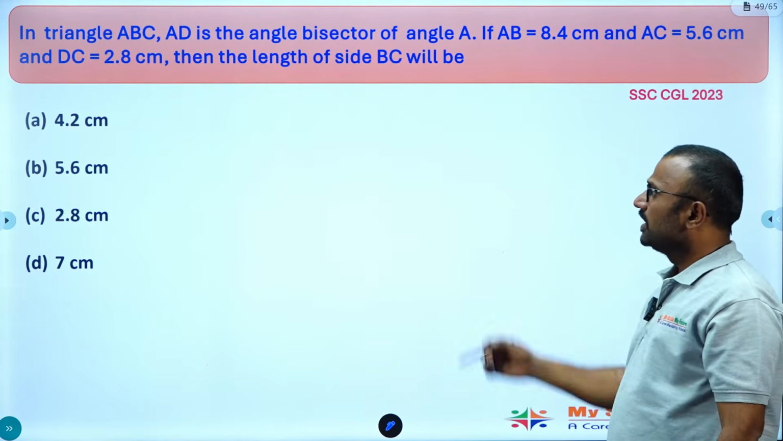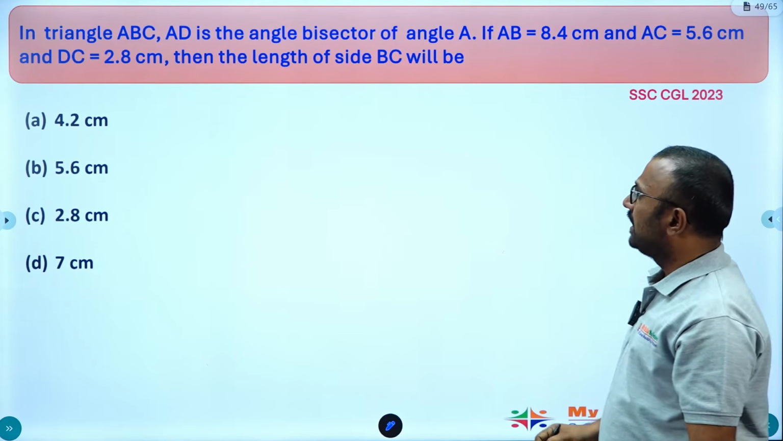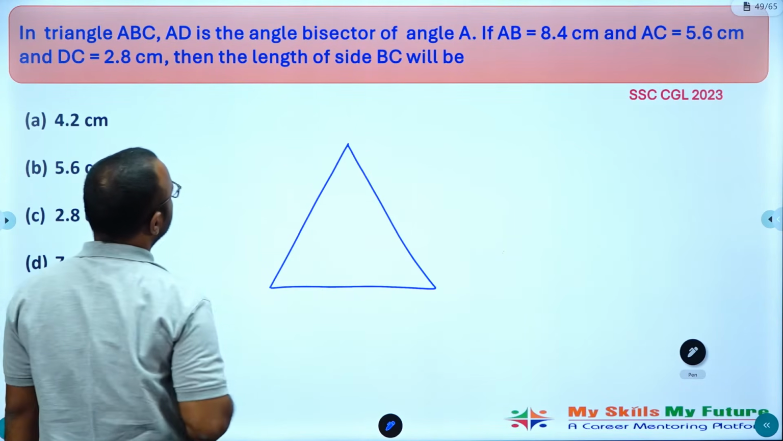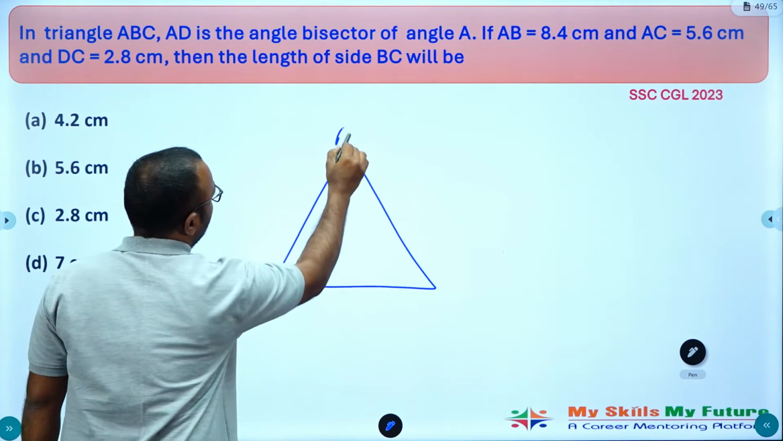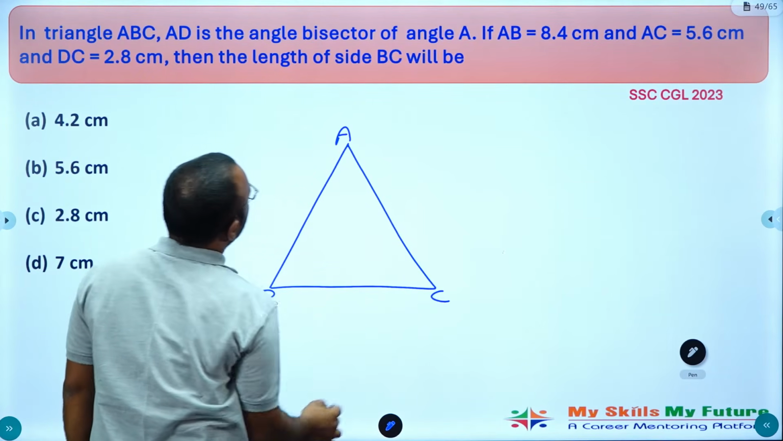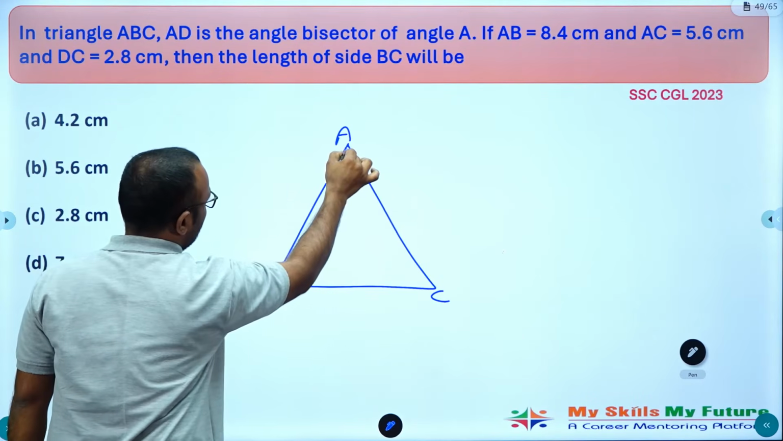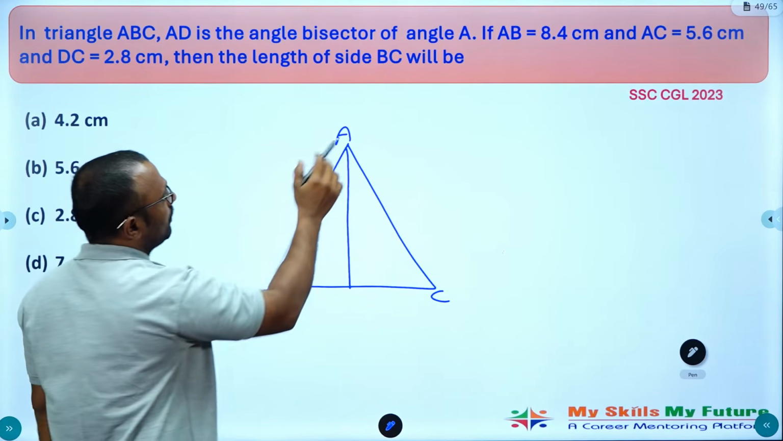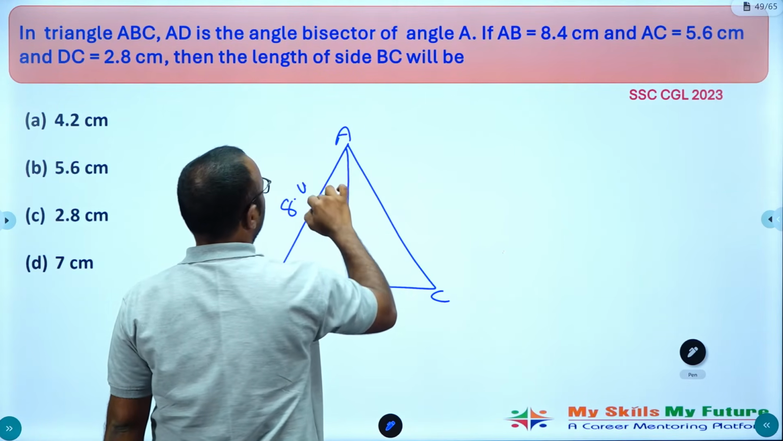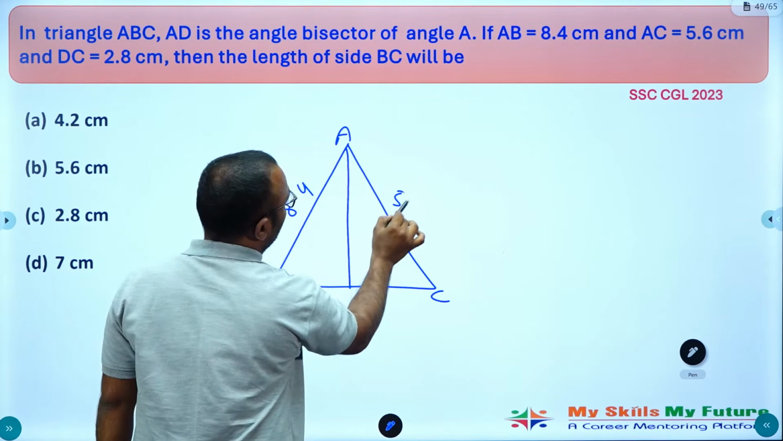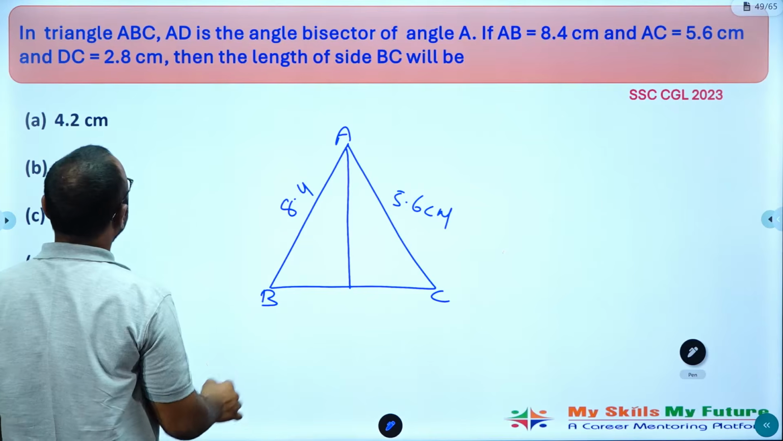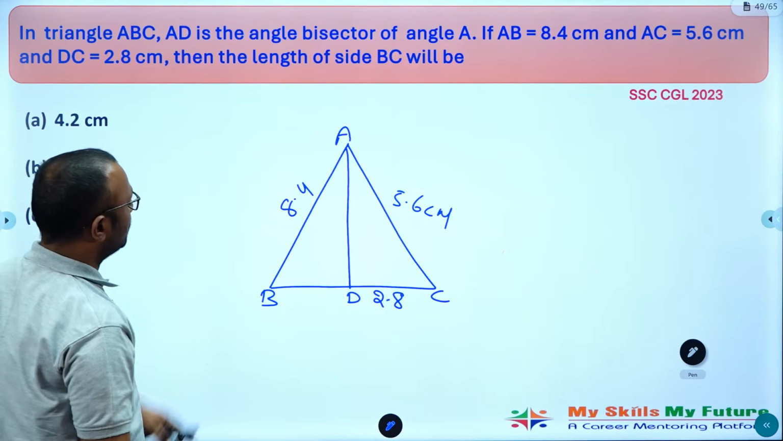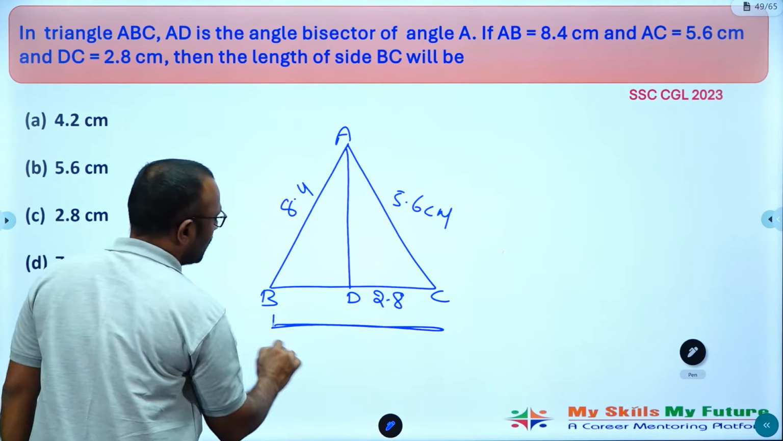Next question. Same question is given. In a triangle ABC, AD is the angle bisector. What is an angle bisector? It divides the angle into two equal parts. So AB is equal to 8.4 centimeters, AC is equal to 5.6 centimeters, and DC is given as 2.8 centimeters. We need to find the length of BC.